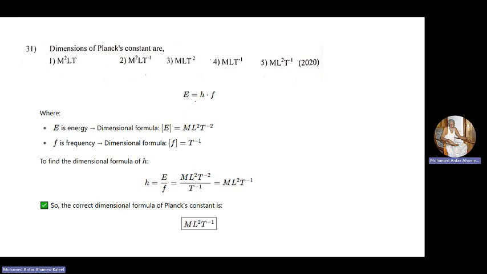Okay, in this video, this is the last question: the dimension of Planck's constant. Joule is work done. We can get it directly from the formula E is equal to hf. So h equals E over f. Energy is M L^2 T^-2, and f is T^-1. So the unit of Planck's constant is M L^2 T^-1.